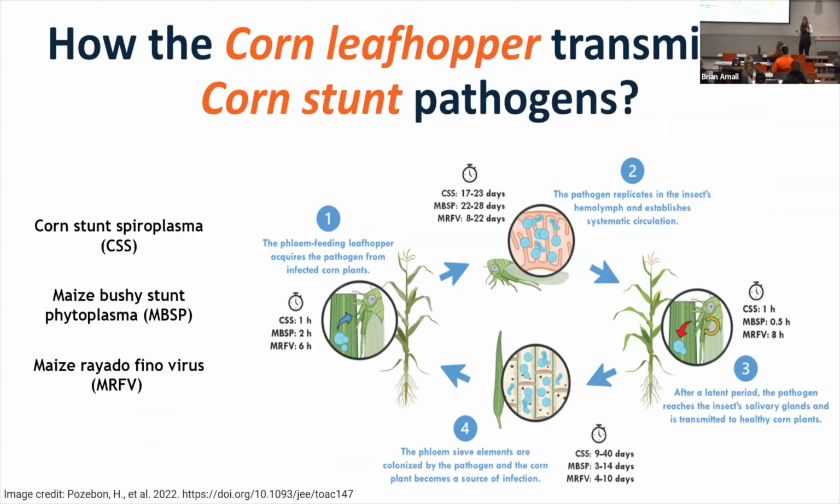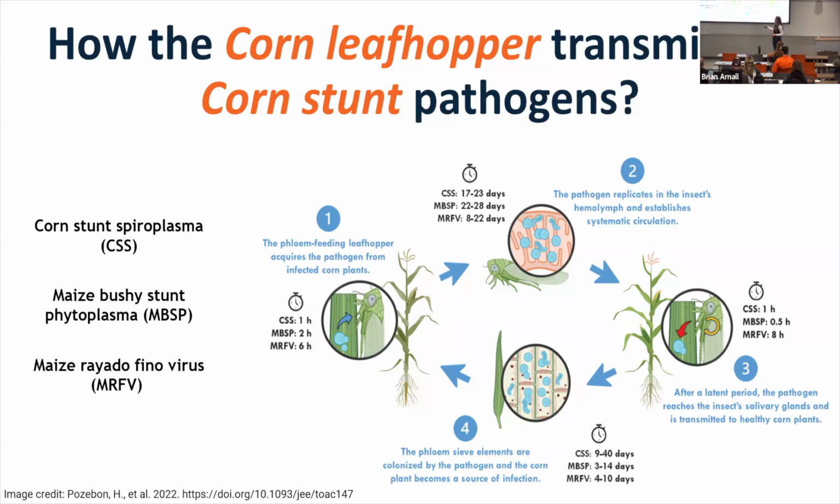A lot of people already studied this pathosystem in other countries, because this has been a problem for a long time in other South American and Central American countries. In laboratory conditions, they did this experiment and they know exactly how long it takes for the corn leaf hopper to feed on a corn plant infected with those pathogens and then be able to transmit those pathogens to other healthy plants.